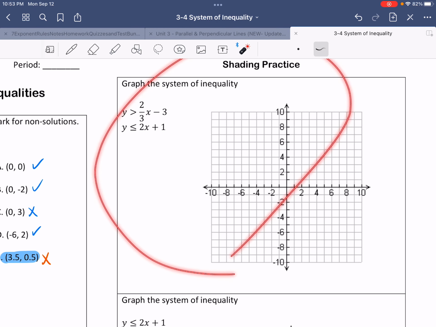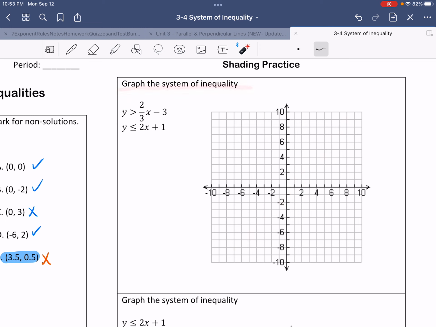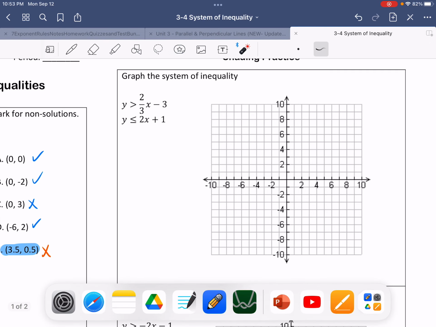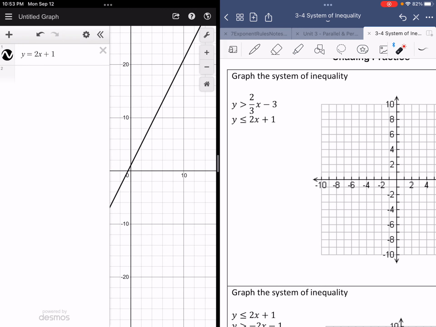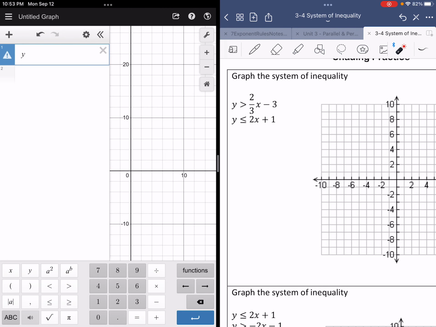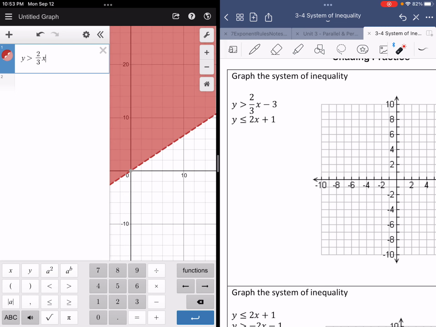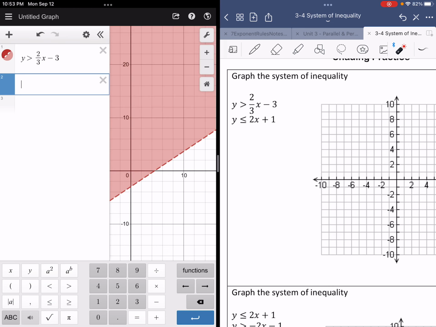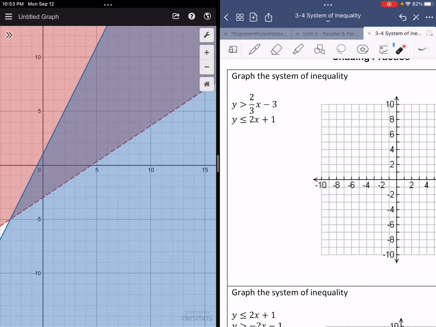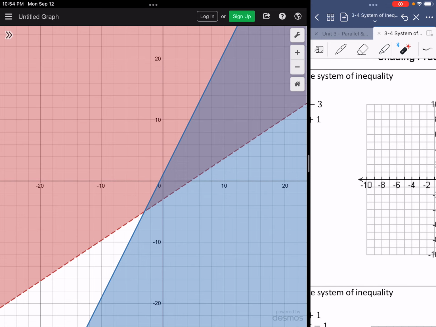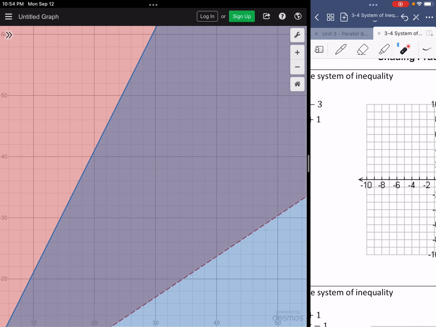Now let's do this shading part. It says graph the system of inequalities, and they give us these two inequalities. Obviously if you use Desmos, that's going to be easy, because here y is less than 2/3 x minus 3, and y is less than or equal to 2x plus 1. As you can see on the left, if we can use Desmos, it's so clear that our solution is going to be this overlapping shaded area.